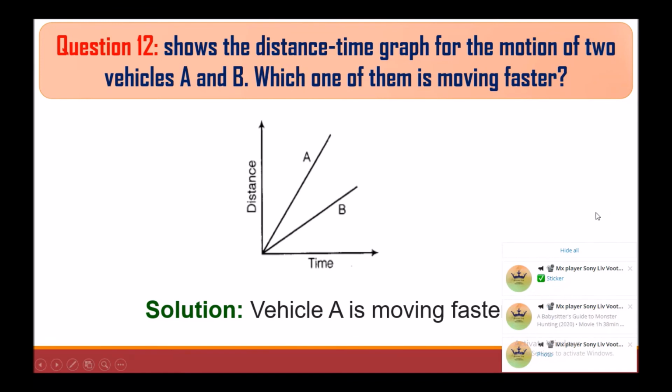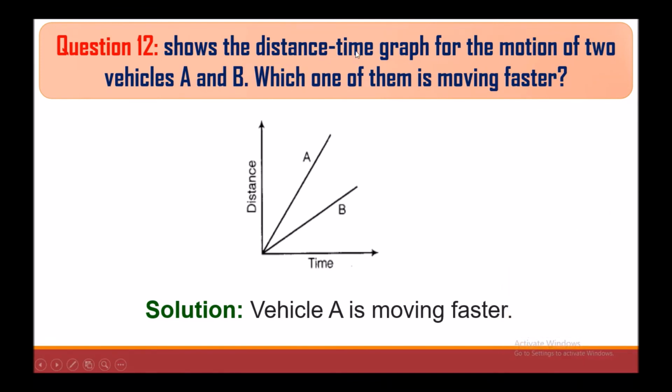Question 12. The figure shows the distance time graph for the motion of two vehicles A and B. Which one of them is moving faster? Vehicle A is moving faster. This is the distance time graph. Two motions are given, A and B. So vehicle A is moving faster than vehicle B.